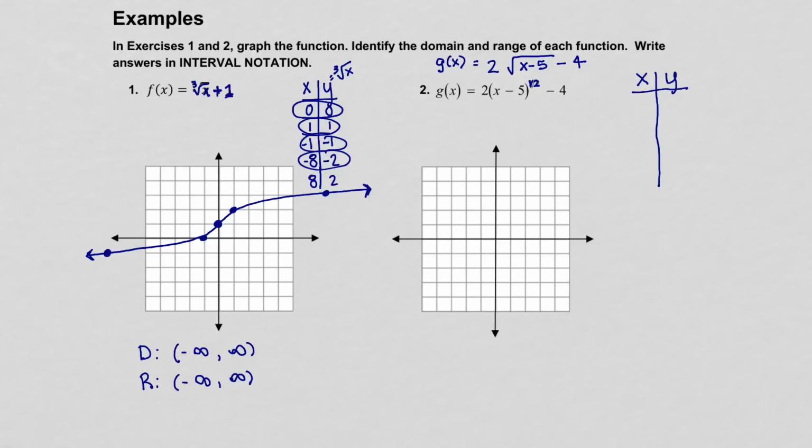So I'm going to use those points that we've already talked about, my 0, 0, my 1, 1, my 4, 2, and my 9, 3. Because I know that, there we go. So that just tells me that the square root of 1 is 1, the square root of 4 is 2, the square root of 9 is 3.